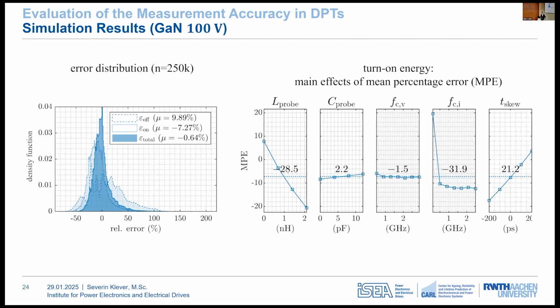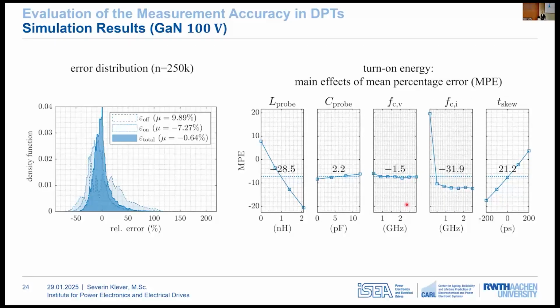This analysis can now be extended to all other measurement parameters, which allows us to make some key observations. You can see that the current probe inductance is the dominant source of error, while the voltage probe capacitance and the voltage probe bandwidth have smaller effects.